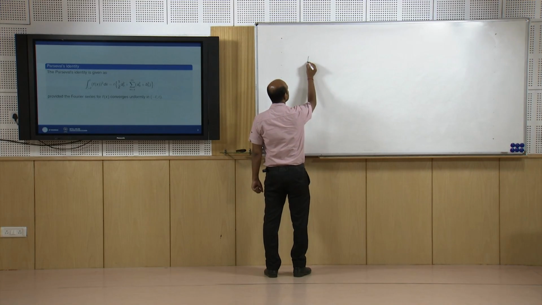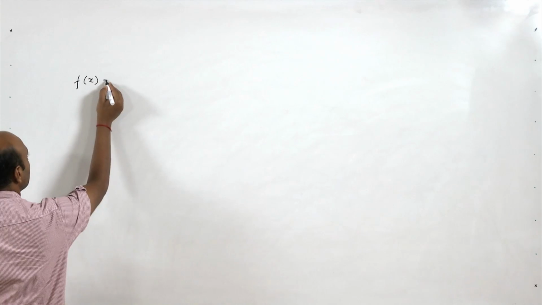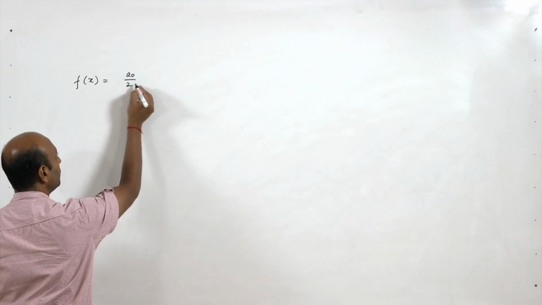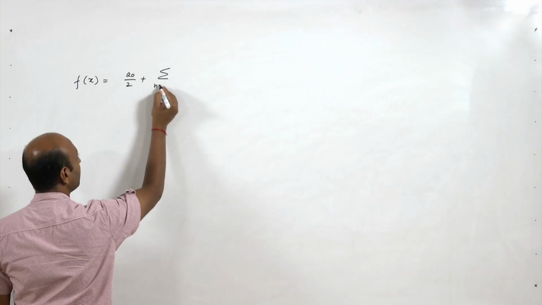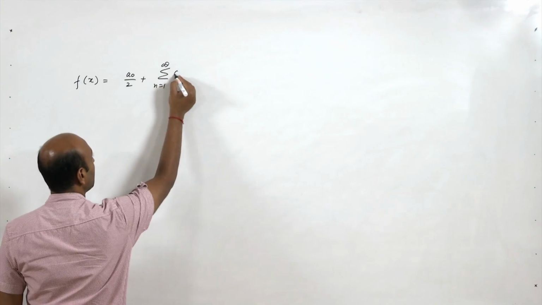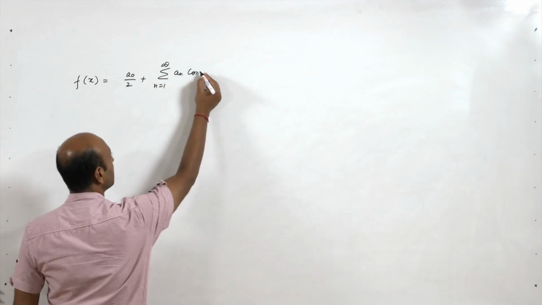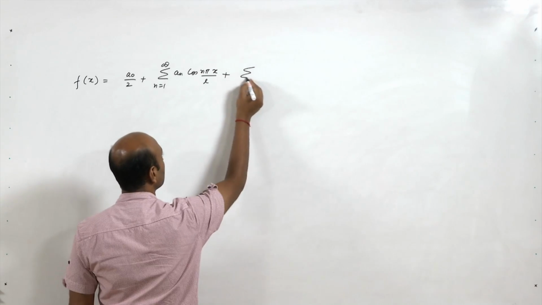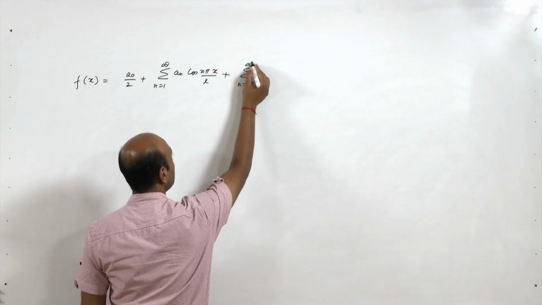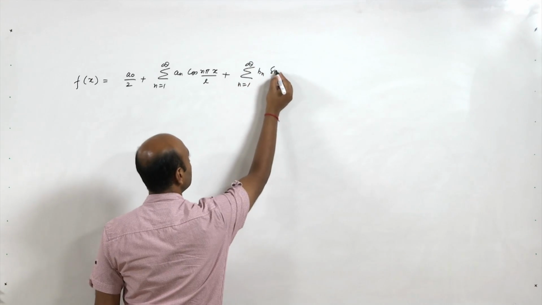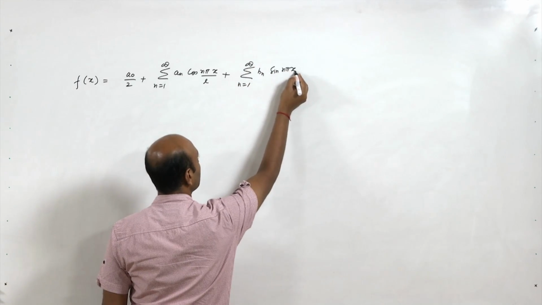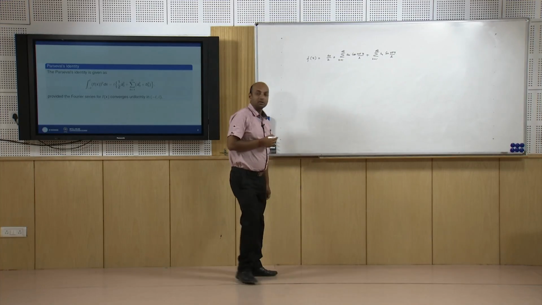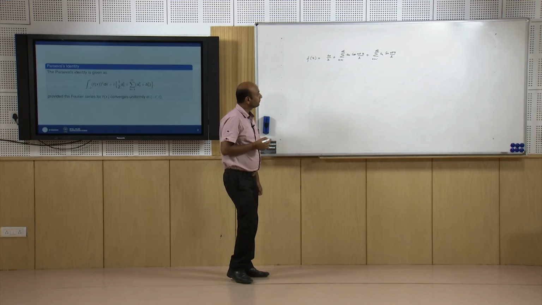What is the Fourier series expansion of f(x)? We know that the Fourier series expansion of f(x) is a naught upon 2 plus summation n varying from 1 to infinity a n cos n pi x upon L plus summation n varying from 1 to infinity b n sine n pi x upon L. So, this is how we can expand a function into sine and cosine terms.